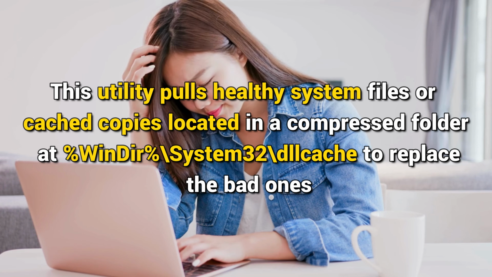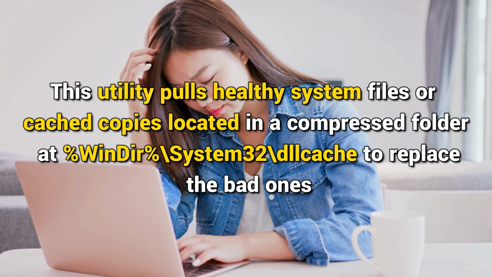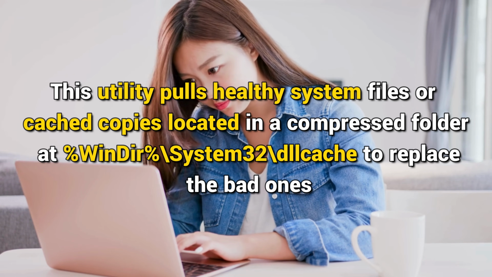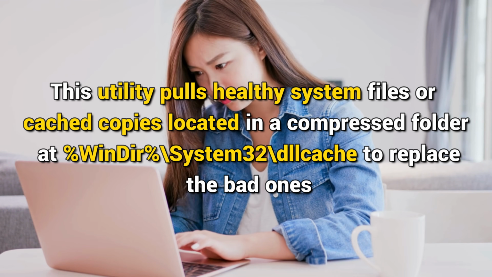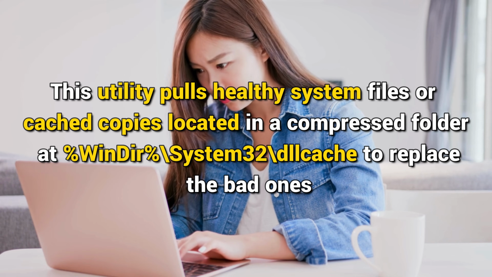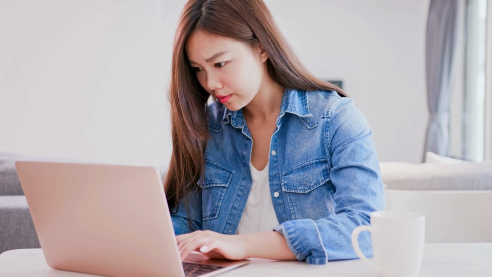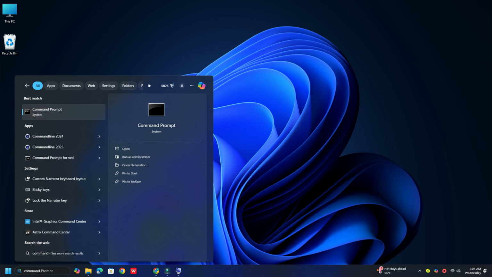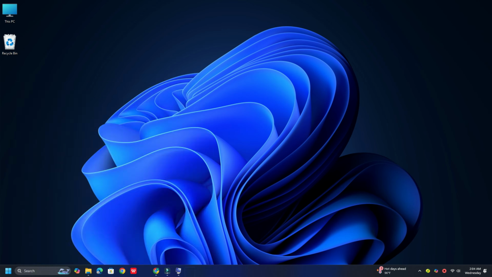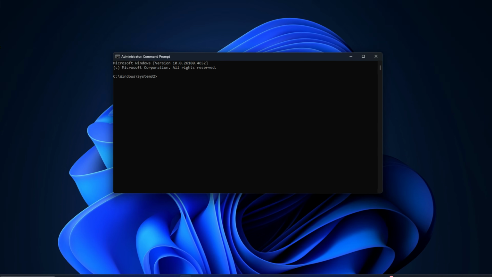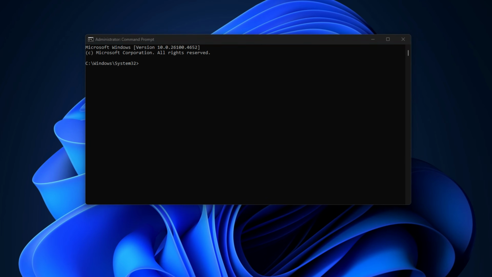This utility pulls healthy system files or cached copies located in a compressed folder at %windir%/system32/dllcache to replace the bad ones. Here is how to do that. Open the Start menu and type CMD to search for Command Prompt. Right-click on Command Prompt and select Run as administrator. In the Command Prompt window, type this command or copy and paste it from the description below and press Enter.